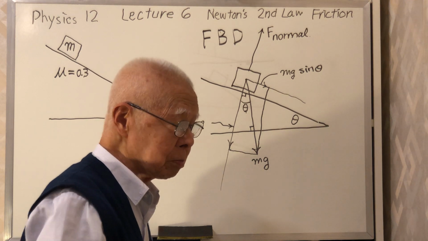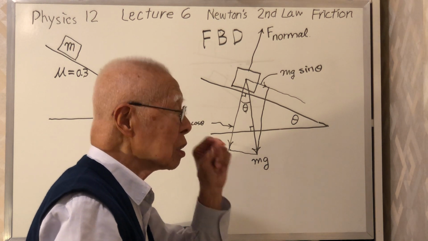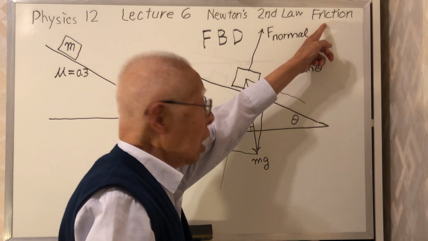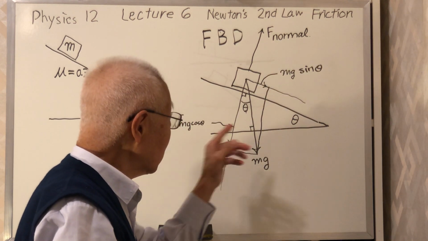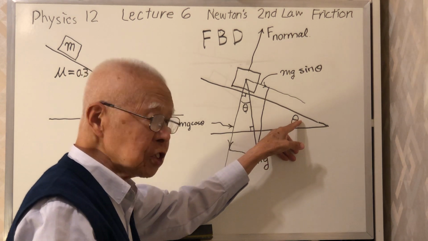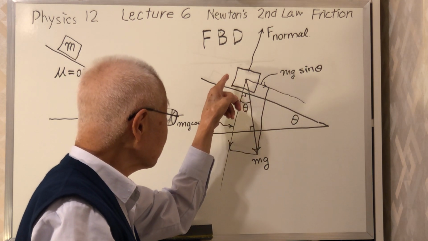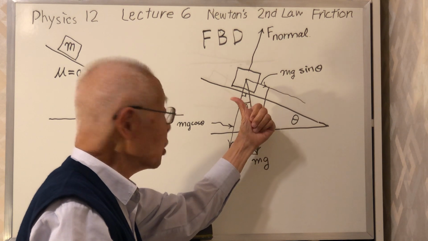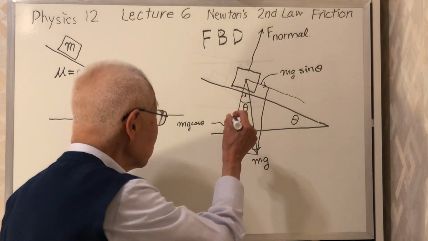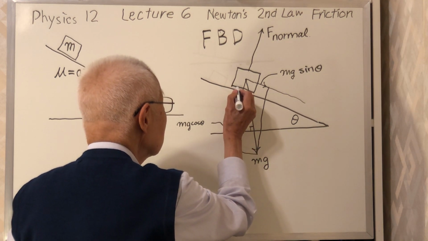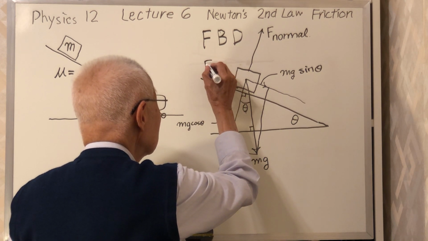There is another force. Because today we are talking about Newton's second law with friction. Another force is the friction force. Our question is, when theta is large enough, this block will slide down. Because this block will slide down, the friction force is opposite to motion. The friction force is this way. So I have the friction force this way. So this is F friction.